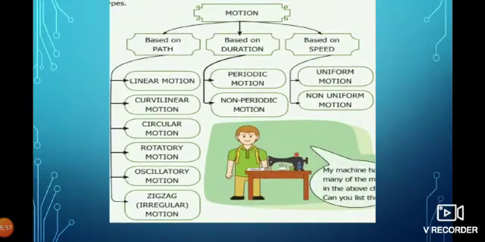The motions can be classified into different types. First, based on path, the motion is classified into linear motion, curvilinear motion, circular motion, rotatory motion, oscillatory motion, and zigzag or irregular motion. Based on duration, the motion is classified into periodic and non-periodic motion. And based on speed, the motion is classified into uniform and non-uniform motion.